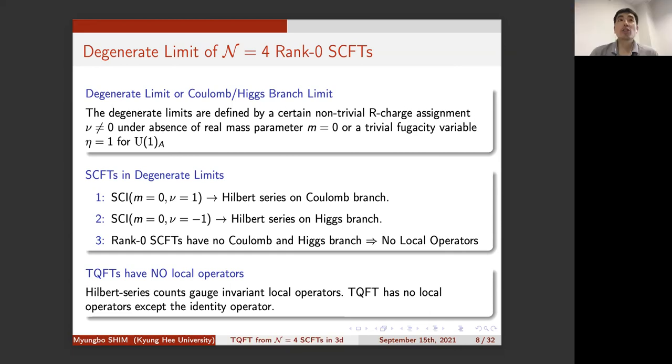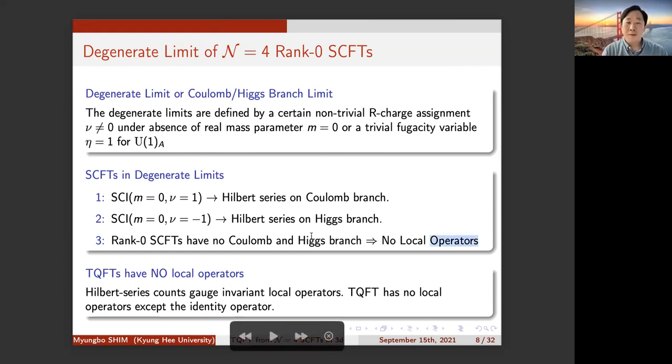So I have a question. In that case, is the superconformal index just trivial? Yeah. Okay, I see. For the rank-0 theory, there is no local operator. The superconformal index becomes the Hilbert series on the Coulomb branch and Higgs branch, which counts local BPS gauge-invariant operators. However, this means there is no local operator.